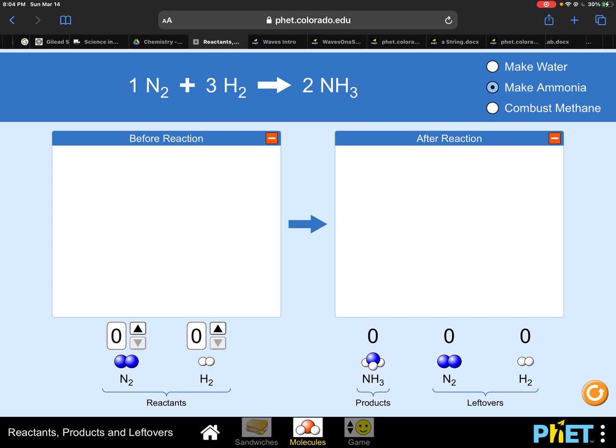And then you're going to make ammonia. Ammonia is 1 nitrogen molecule plus 3 molecules of hydrogen, which produces 2 molecules of NH3, nitrogen trihydride. Its common name is ammonia, and you're going to follow the directions for that reaction.